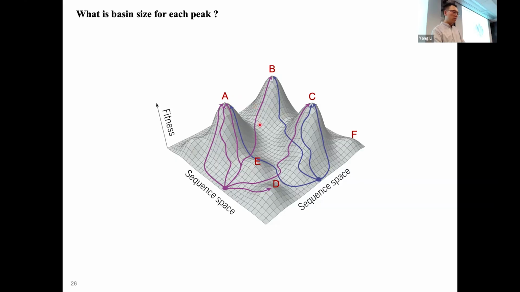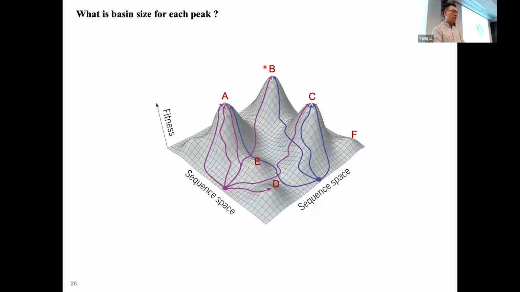And here is the example of a variant. If you start from this variant, it goes to A, to C, and to D. So this variant is sometimes regarded as a shared basin for peaks A, E, and D, just like that. So the idea came out.